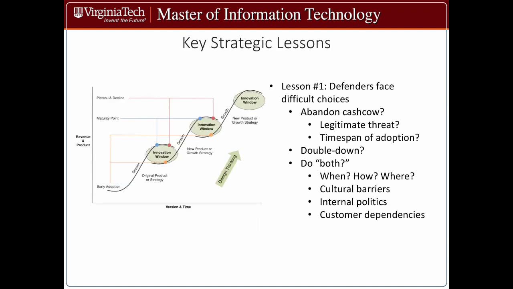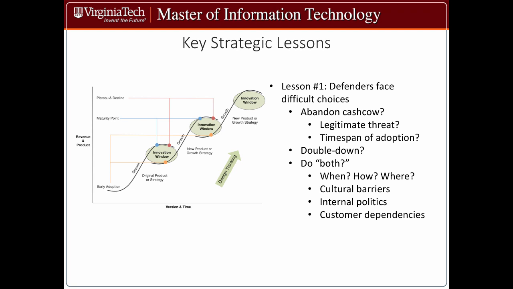And so the key strategic lesson we want to highlight with the S-curve is that if you're a defender, an incumbent, you face a lot of difficult choices. If you're a company with a strong set of legacy products, how do you abandon that product which is generating so much money for you and is really the key to your success? Some firms respond too quickly and abandon a product too quickly because they think, oh my gosh, we're about to get disrupted with something new.